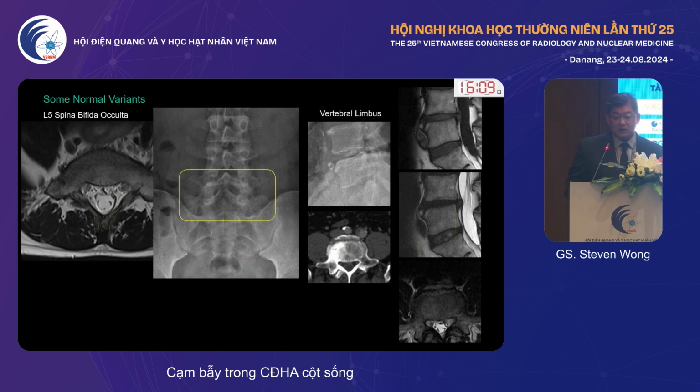Spina bifida occulta, everybody knows to look out for. The other entity is the vertebral limbus, which you see here, and it's just a developmental anomaly. Don't mistake it for a disrupted or avulsed end plate osteophyte, okay? And the anterior longitudinal ligament will be attached to that one.